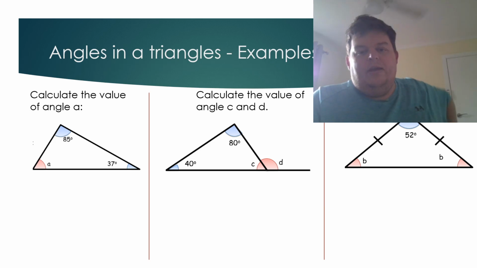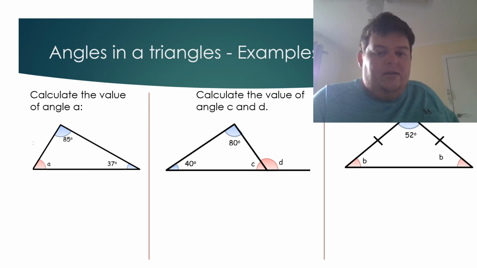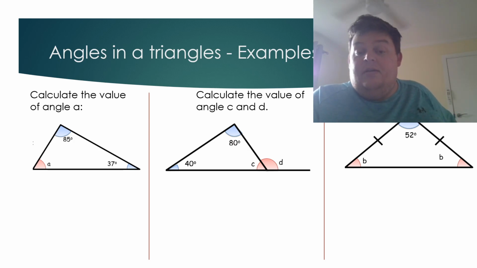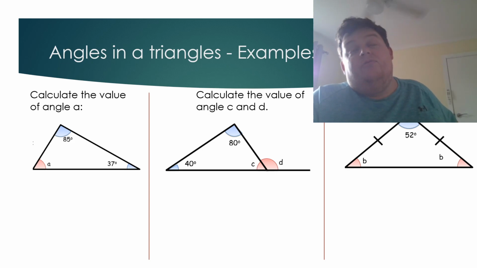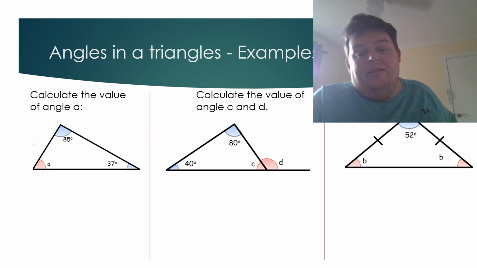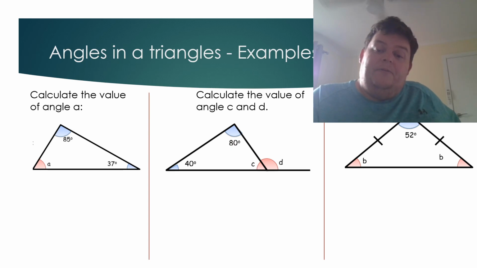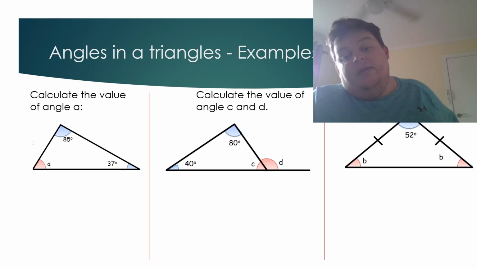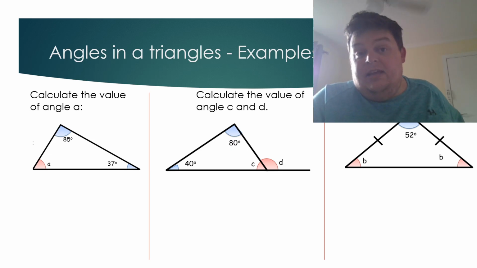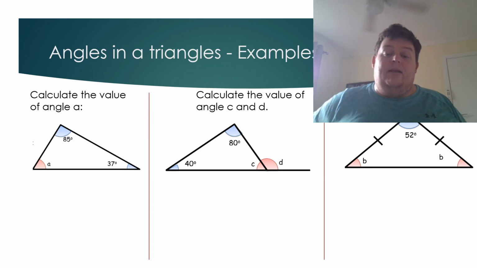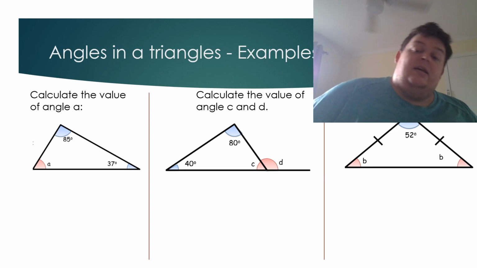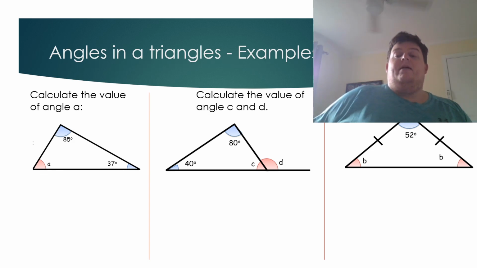Next one. C and D. Well, if one angle's 80 and one's 40, that's 120. 180 minus 120 gives me 60. So I know that interior angle C has to be 60. Which means also, since that's a straight line, the other angle on the outside, D, has to be 120, because a straight line is 180 degrees also.